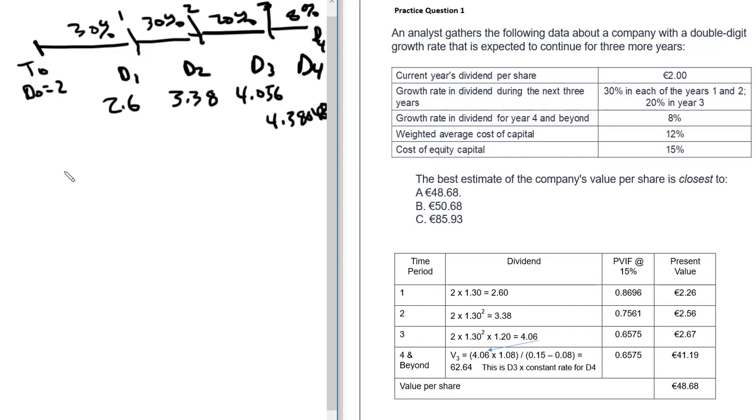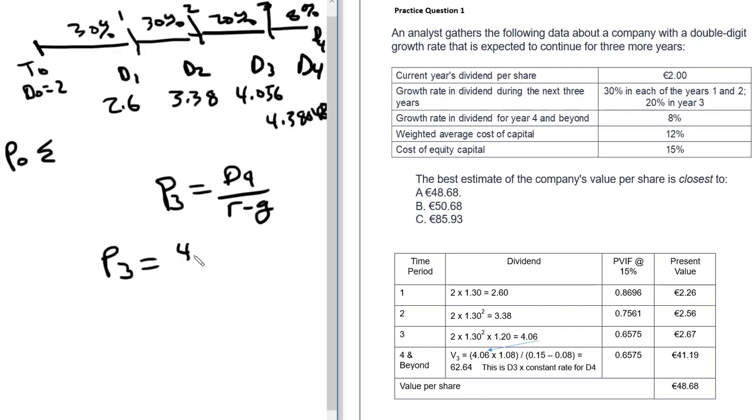Okay, so we know that to get P naught, it's going to be the sum of the present value of the future dividends plus the present value of the stock price at some point in the future. We don't have the stock price here, so we're going to have to use the Gordon growth model. And how do we do that? We're going to calculate P3 equals D4 divided by R minus G, because the growth rate in year 4 and beyond becomes constant at 8%.